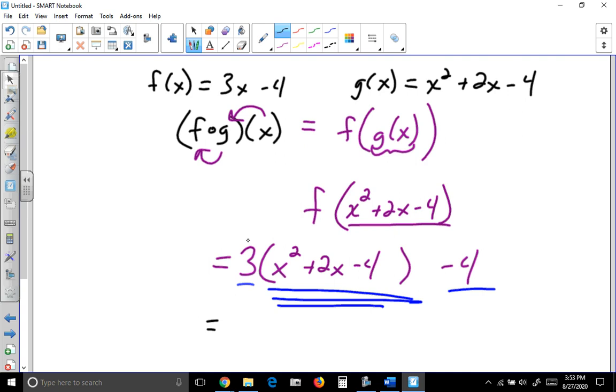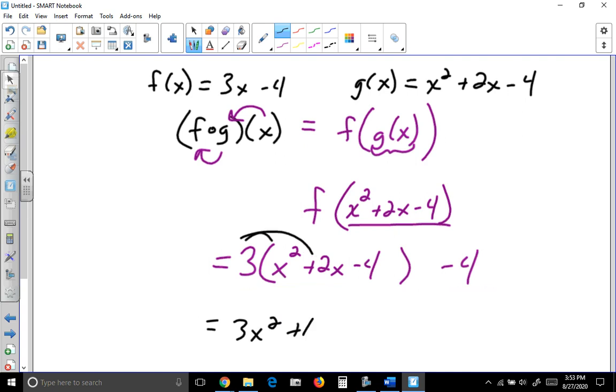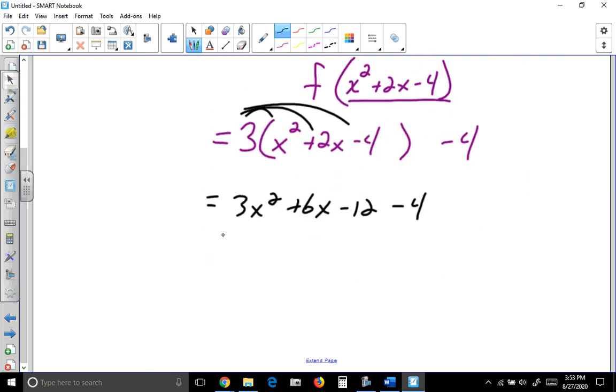So if we distribute 3, we have 3x squared plus 6x minus 12 minus 4. So 3x squared, we have a 6x, minus 12 minus 4 is minus 16. So that would be f of g of x.